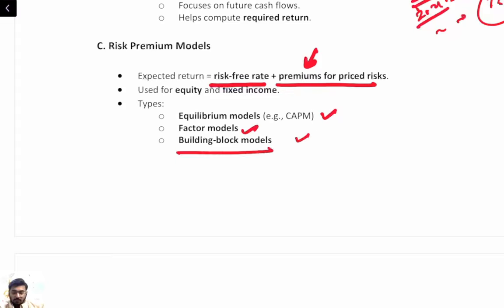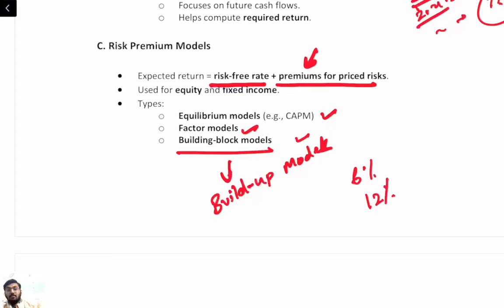Building block models are also known as build-up models. Like if a bank FD gives you 6% and stocks give you 12%, this extra 6% which you are getting in the stock market, we call a risk premium.